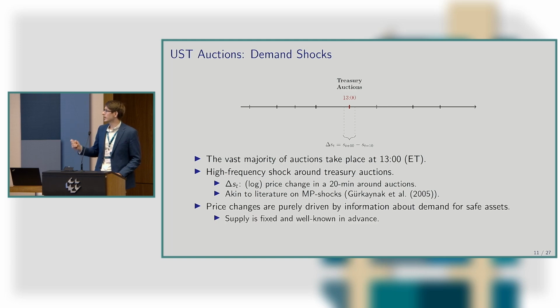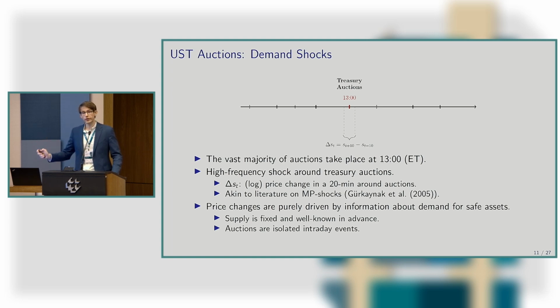And we're going to argue that the only thing driving these price changes in this small window around auctions must be demand for these assets. Why is that the case? Well, supply is fixed, and it's well known in advance. So if you believe me that nothing else is happening at 1 o'clock, then any change in prices in that window, if supply is fixed, must be demand.